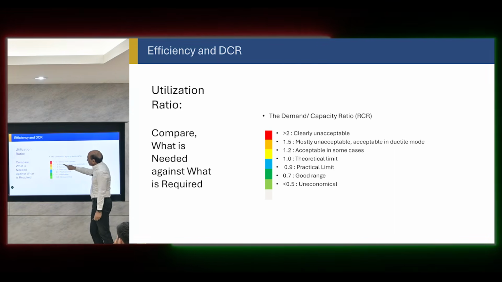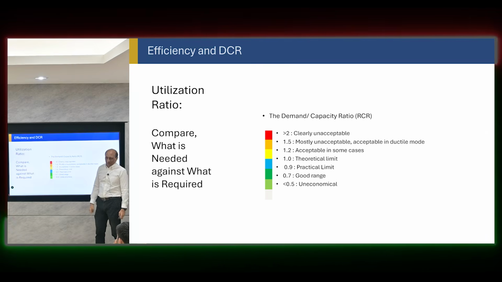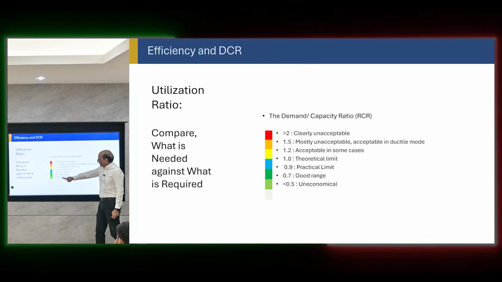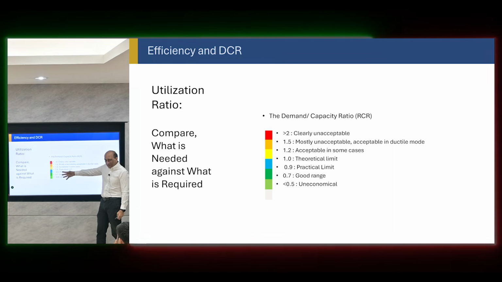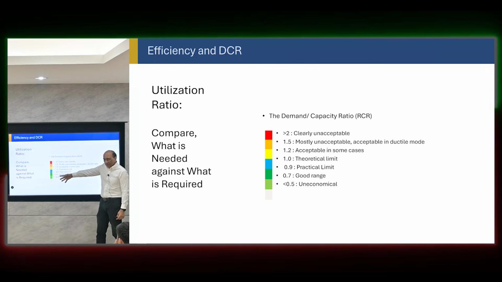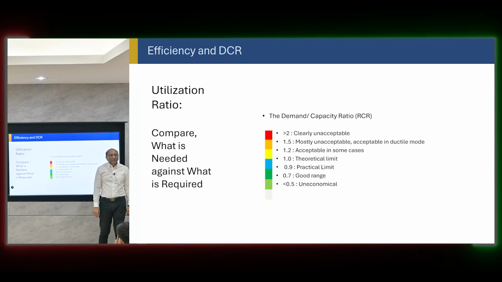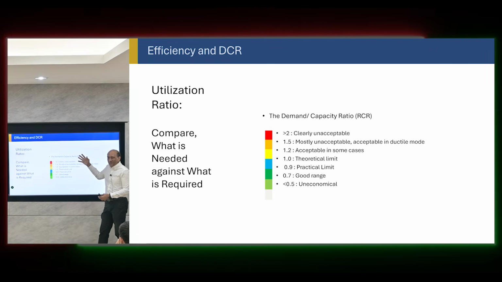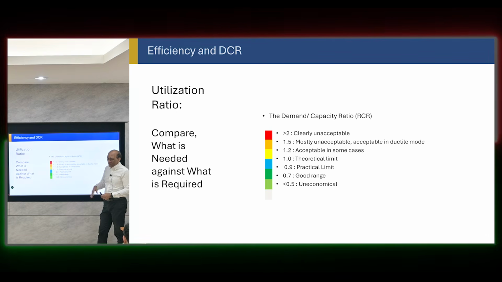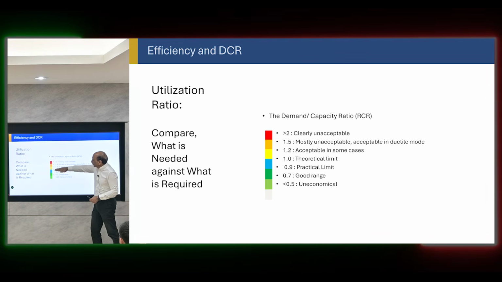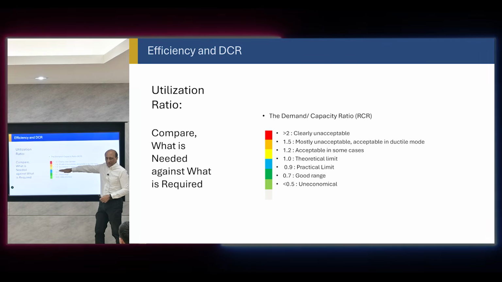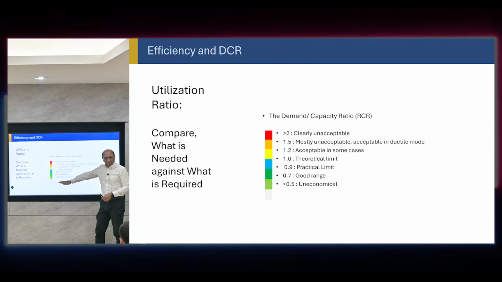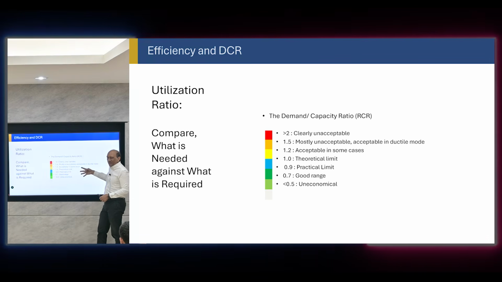If the demand capacity ratio is more than 2, it is unacceptable. If it is less than 1, it is good. If it is less than 0.5, it is uneconomical. So we can see that demand capacity ratio is an indicator of safety and efficiency at the same time, and that's why this is very important. We have to make sure that our DC ratio doesn't cross the limits for safety and also doesn't go down for economy. So this range is economical and safe.